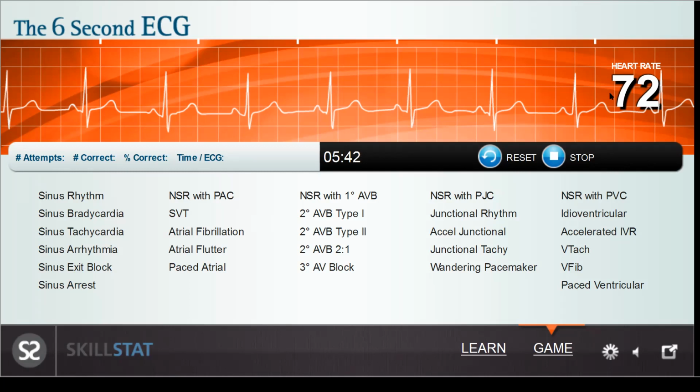PATCH, the A stands for acidosis. If they're acidotic because it's a metabolic acidosis, I could give them bicarb. If it's a respiratory acidosis, I could bag them. I could hyperventilate them to blow off that CO2.